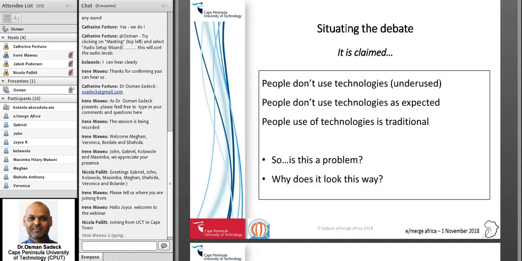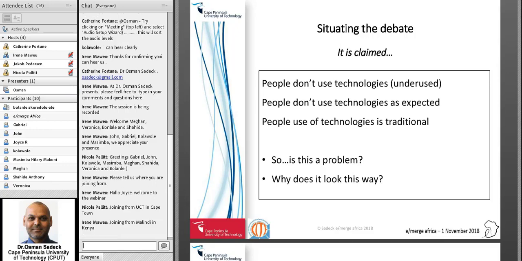So to kick off, I want to situate the debate, and I'm going to use the very common things that are said about the use of ICTs in education. These are the three that I'm saying are being claimed: that people don't use technologies, that it is underused. They also claim that the technologies are not used the way they are expected to be, that somebody expects you to use it a particular way. And the third one is a criticism of all of us in the ICT space, that the way in which we use technologies is very traditional.